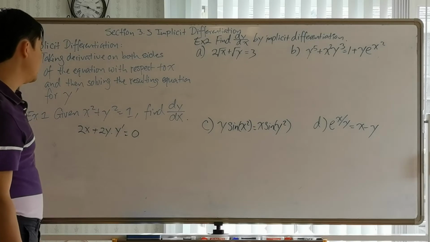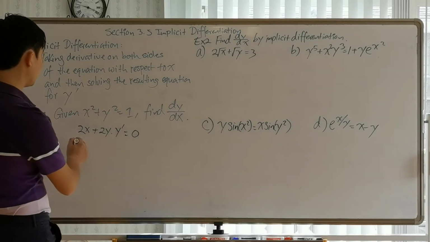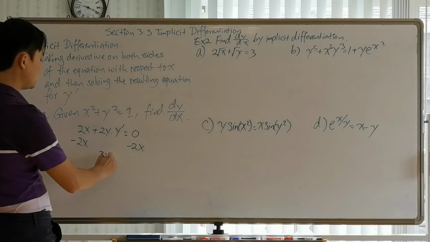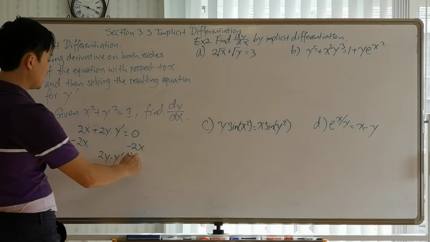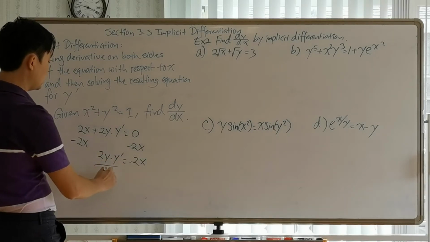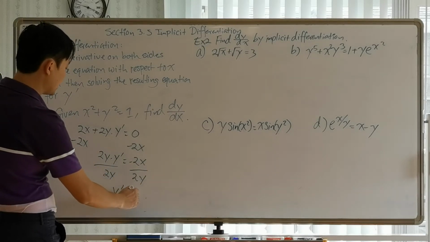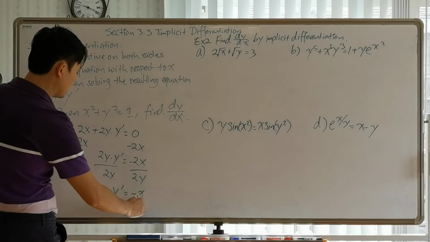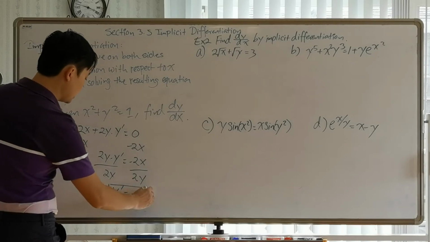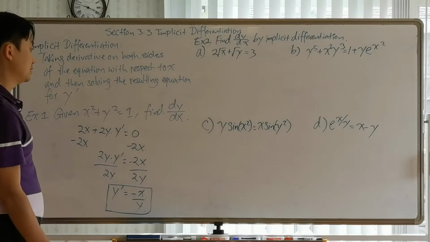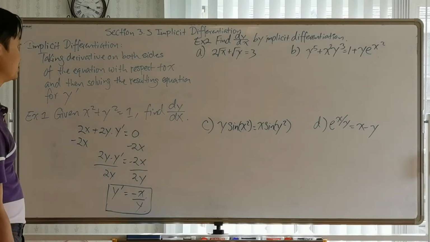Now for the rest, we want to solve for y prime. From here, we subtract 2x from both sides. So we get 2y times y prime equals negative 2x, divided by 2y. That means y prime equals negative x over y. You might be wondering about the y in the derivative, which is fine, because this is implicit differentiation.